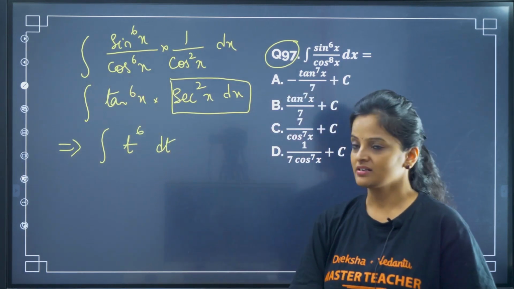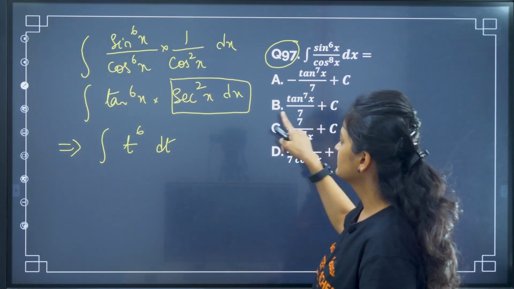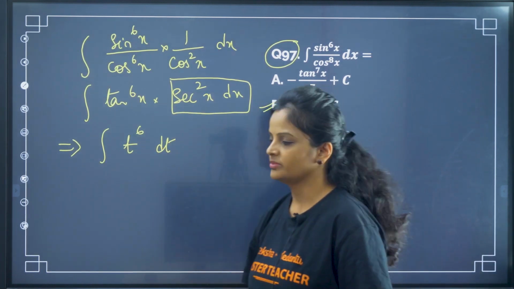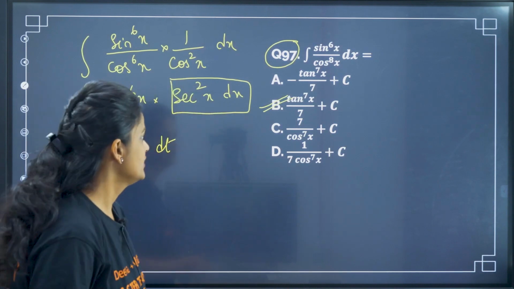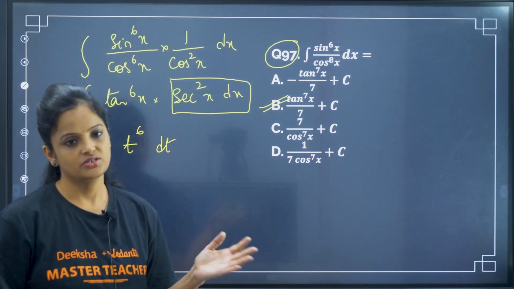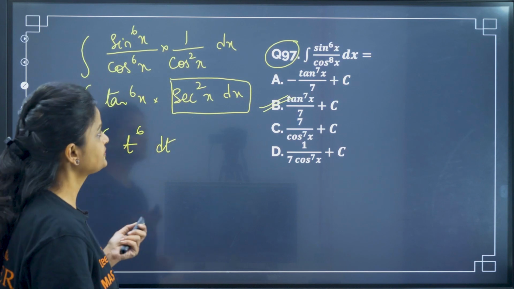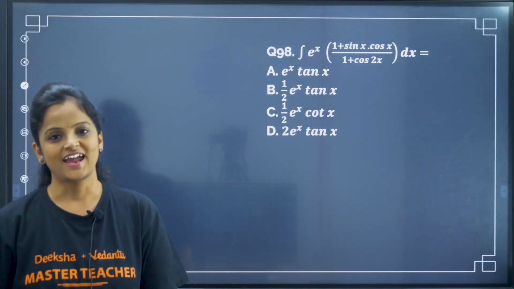What should be my answer? 7, where is that, with a positive? Option B, tan to the power of 7x divided by 7. The rest you can rule out. Easy? Okay. Let's see the 98th one.